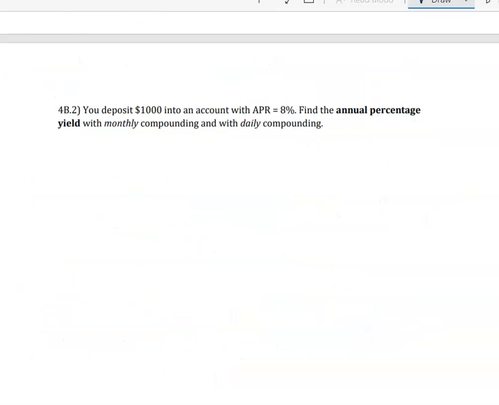Okay, let's look at a few more problems. The second problem says you deposit $1,000 into an account with an APR of 8%. Find the annual percentage yield with monthly compounding and with daily compounding. So we're doing two different problems. First thing we're going to do is figure out how much we've accumulated.